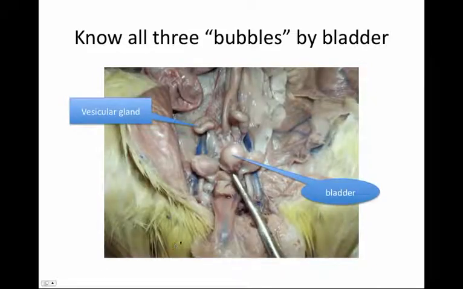Look at that. Again, the vesicular gland, the bladder, prostate gland. So take a look at that.